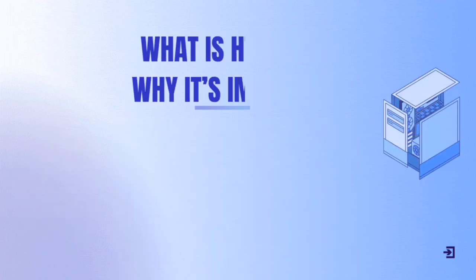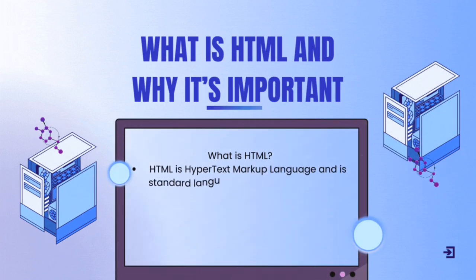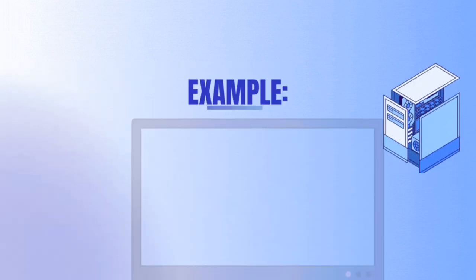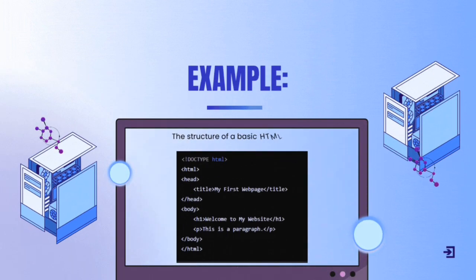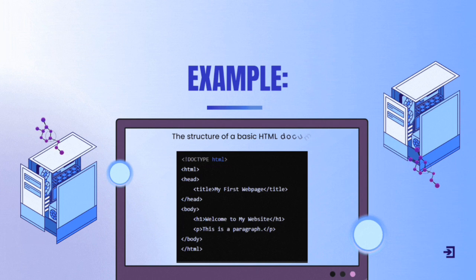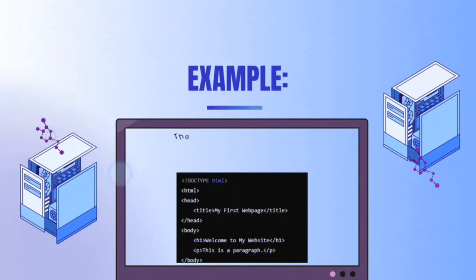Now we are going to review the simple structure of a basic HTML document. First is the head section. The head section contains meta information about the document, such as the title, which is displayed in the browser. Then the second one is the body section. The body section contains the content that is visible on our web pages, including headings, paragraphs, images, and many more.